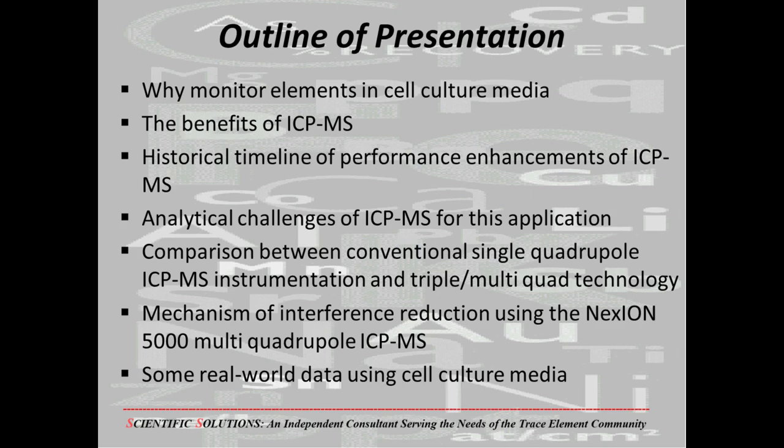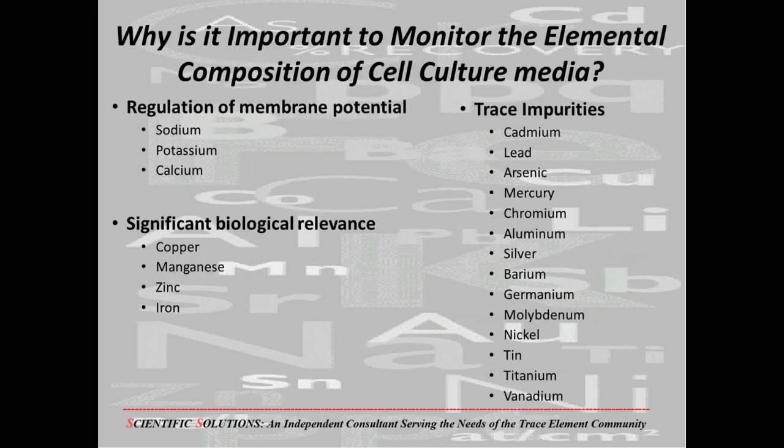First, I'll give a brief discussion as to why there is a need to monitor elements in cell culture media. Then I'll talk about the benefits of ICP-MS for this application. Next, I'll give a condensed historical timeline of the development and performance improvements of the technique, including the analytical challenges of ICP-MS for metal-rich sample matrices. Then I'll make a comparison between conventional single quadrupole ICP-MS instrumentation and a triple or multi-quadrupole technology for the reduction of plasma-based interferences, using PerkinElmer technology as an example. And I'll end with a real-world example of measuring a group of metals in cell culture media samples.